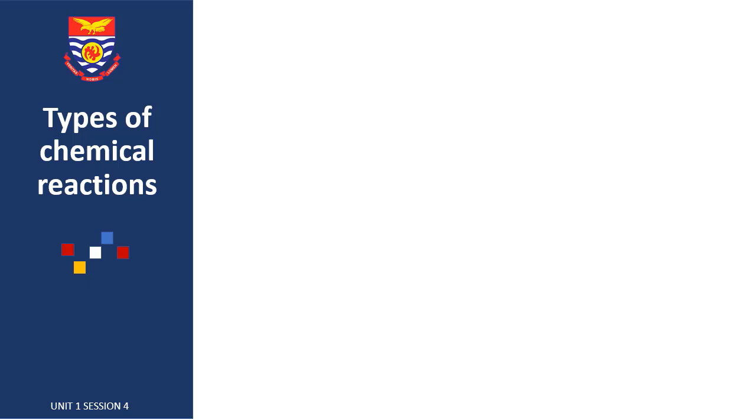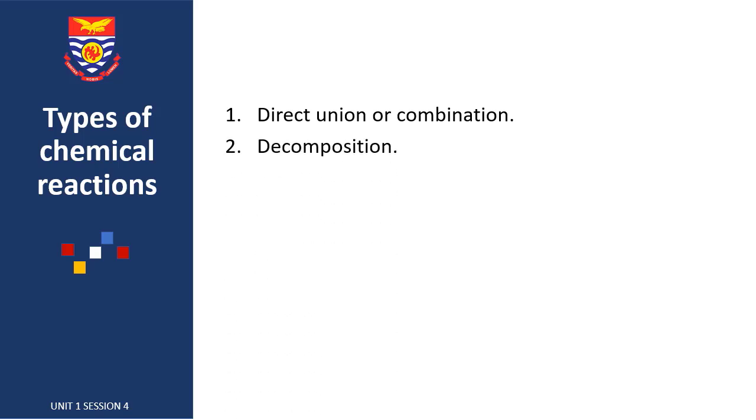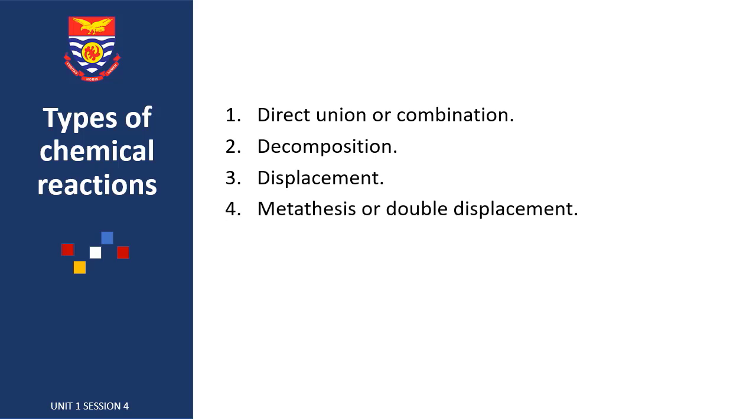The next thing to look at is the types of chemical reactions. One is direct union or combination. We will be looking at them one after the other. Two, we have decomposition reactions. Three, we have displacement reactions. Four, we have metathesis or double displacement. And finally, we have the combustion reactions.